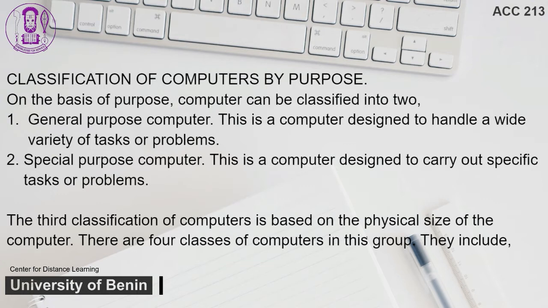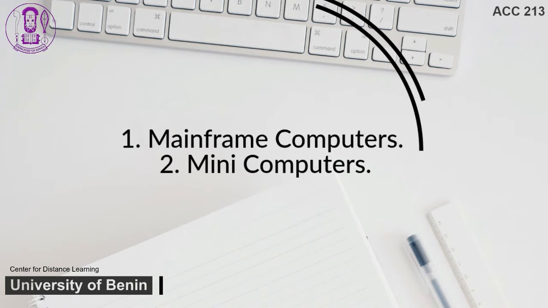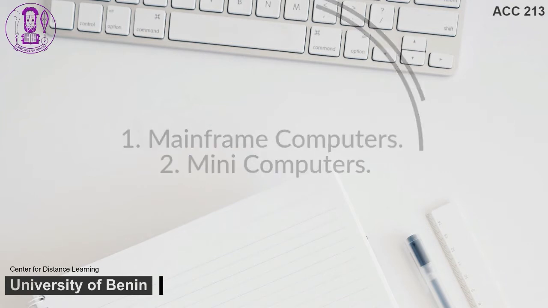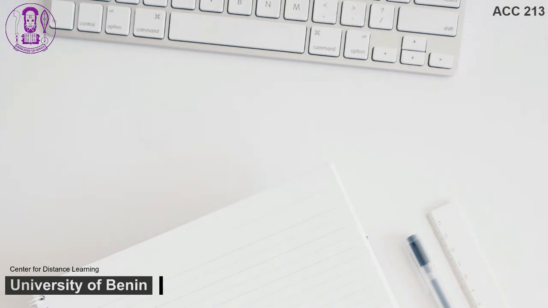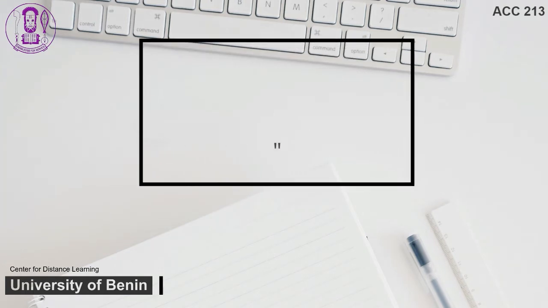The third classification of computers is based on the physical size of the computer. There are four classes of computers in this group. They include 1. Mainframe computers. 2. Mini computers. 3. Microcomputers. 4. Supercomputer.